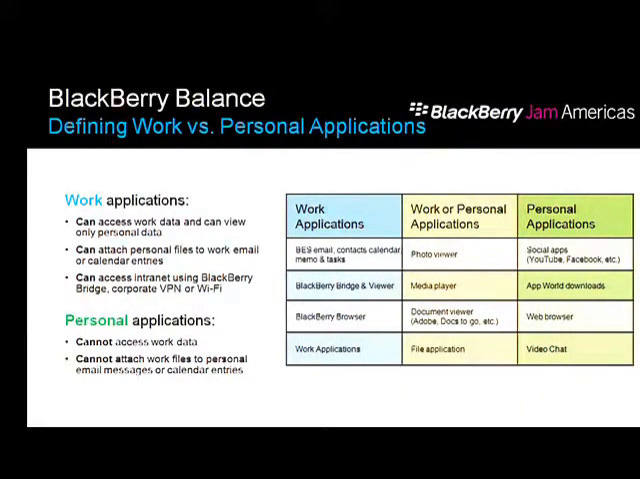You can access intranets, right? BlackBerry Bridge, corporate VPNs, or Wi-Fi, but you cannot access work data from your personal perimeter, and you cannot attach work files to your personal assets. So there's a control mechanism that takes place of the files moving across the file system.